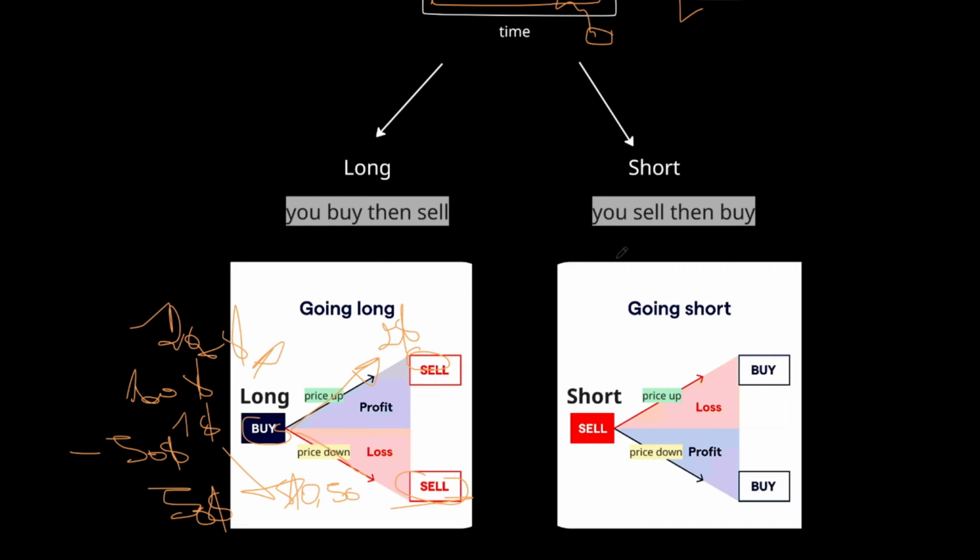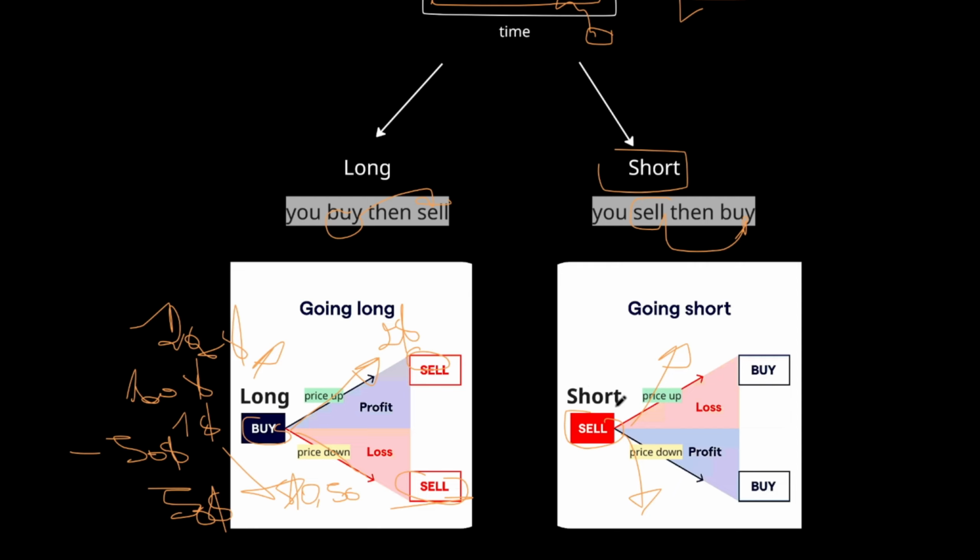Great. Now we have short. This is something that beginners struggle to get at first, and we are going to explain it very easily. Instead of buying then selling, you are selling then buying. Yes, selling then buying, and don't worry about that. Just remember that when you short, if price goes up, it's the opposite: you lose, and if price goes down, you are profiting.